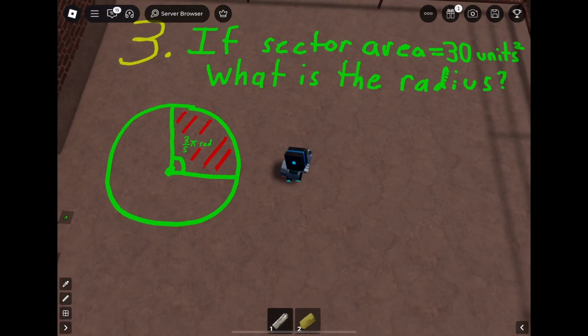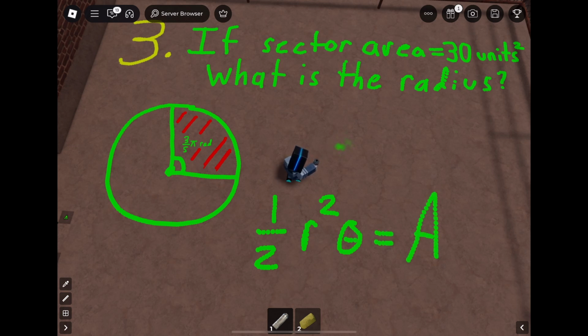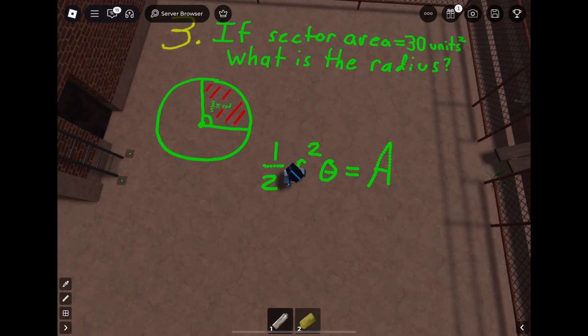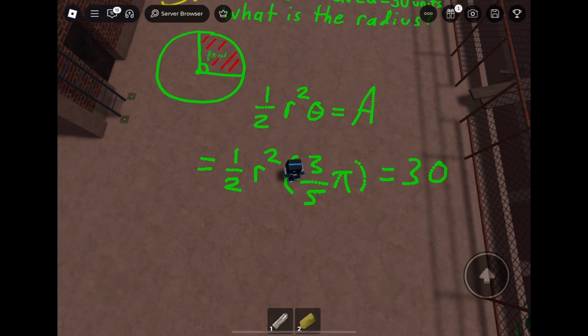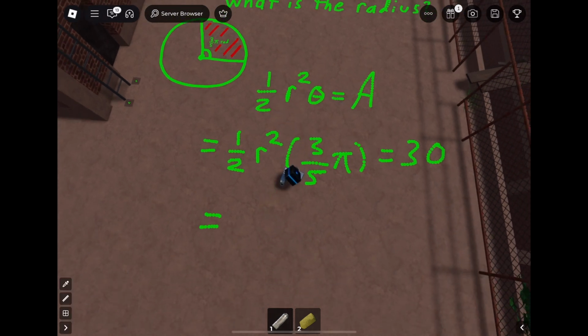And remember, that is just 1/2 r squared times theta is equal to the area of the sector of the circle. So now let's just plug in theta and the area, and that should allow us to solve for r. This would just be 1/2 r squared times 3/5 pi radians, and this has to be equal to 30. Let's simplify this even more. 1/2 times 3/5 is just 3/10. So it's 3/10 pi r squared has to equal 30.